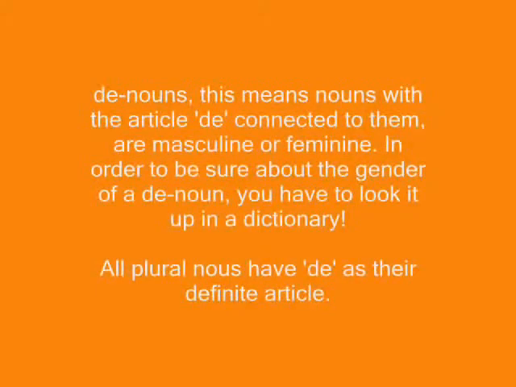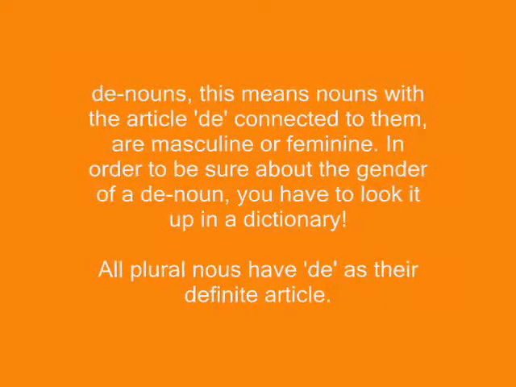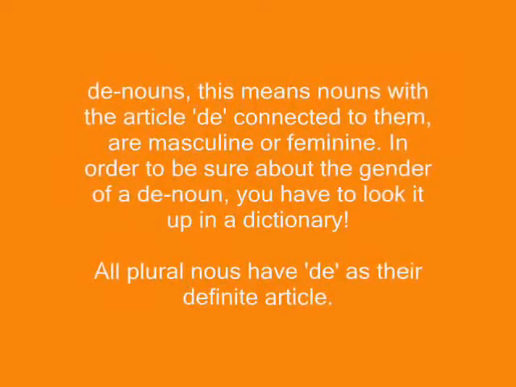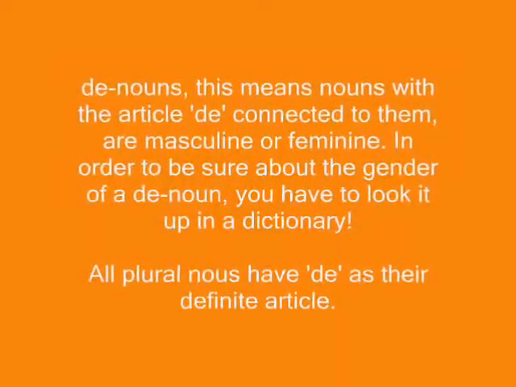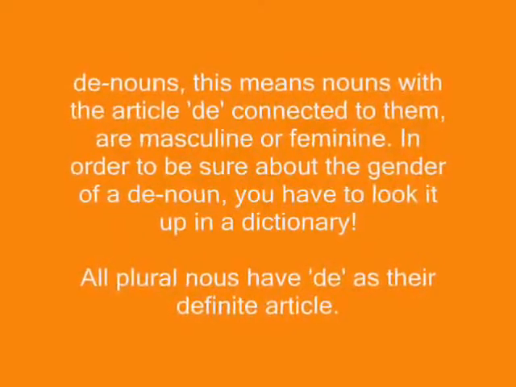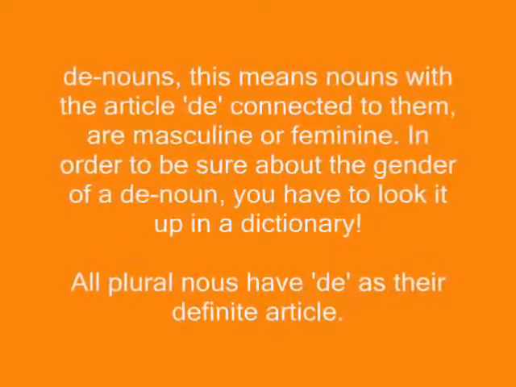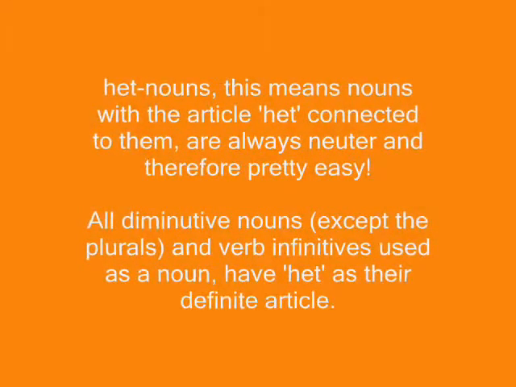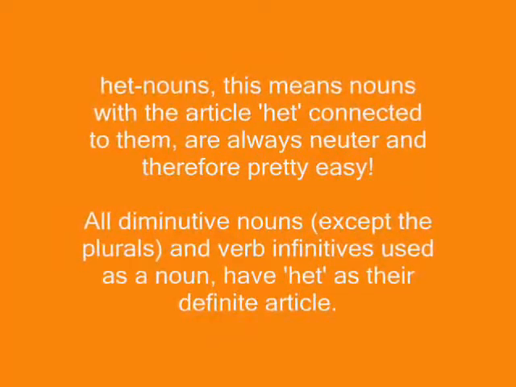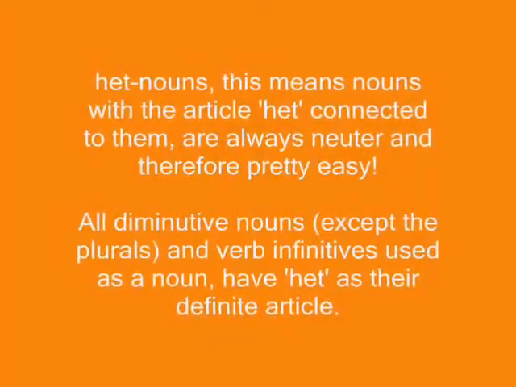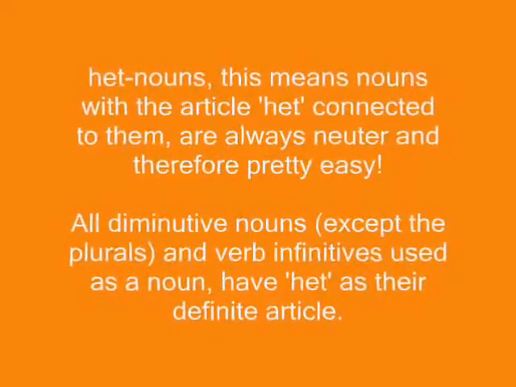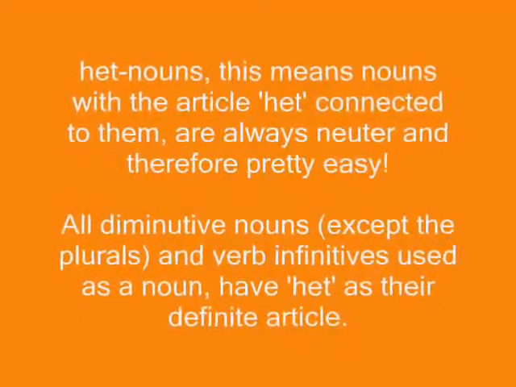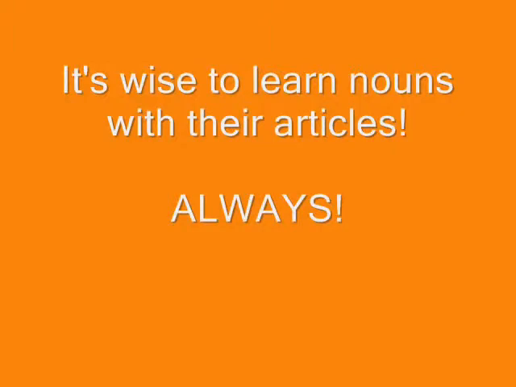De nouns, this means nouns with the article de connected to them, are masculine or feminine. In order to be sure about the gender of a de noun, you have to look it up in a dictionary. All plural nouns have de as their definite article. Het nouns, this means nouns with the article het connected to them, are always neuter and therefore pretty easy. All diminutive nouns except the plurals and verb infinitives used as a noun have het as their definite article. It's wise to learn nouns with their articles, always.